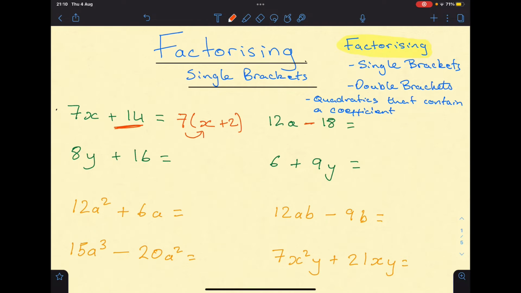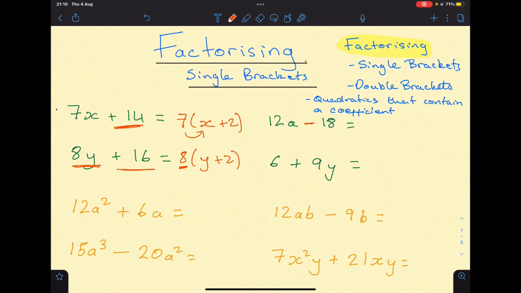So 8y plus 16. I say to myself, what's the highest number I can divide 8 and 16 by? That would be 8. And then what do I multiply 8 by to get 8y? That's y. And then what do I multiply 8 by to get 16? That is positive 2. Okay.